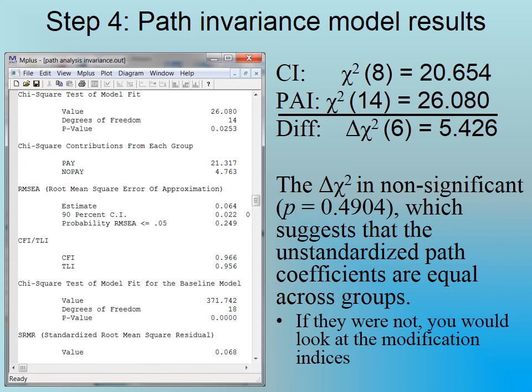However, if the change in chi-square was significant, we then look at the modification indices and figure out, okay, which path coefficients differ across the groups. And again, it's important to remember you only want to relax those path coefficients that are constrained to be equal across the groups and nothing else related to the model.